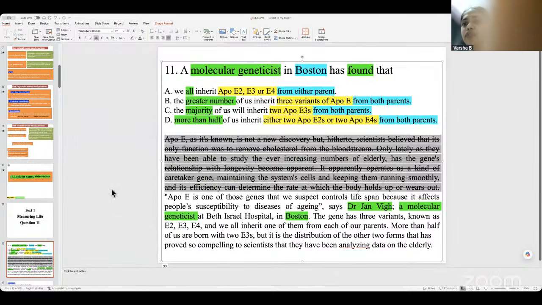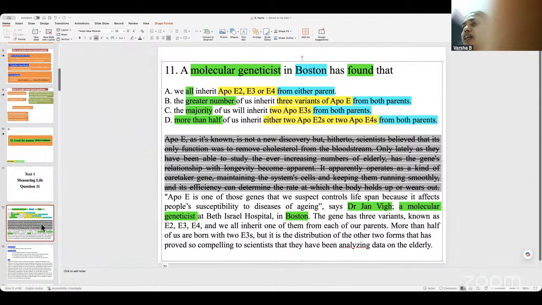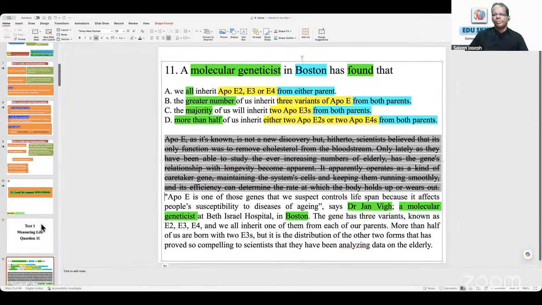APOE is one of those genes that we suspect controls lifespan because it affects people's susceptibility to diseases of aging, says Dr. Van Wyk, a molecular geneticist at Beth Israel Hospital in Boston. The gene has 3 variants known as E2, E3, E4, and we all inherit one of them from each of our parents. More than half of us are born with 2 E3s, but it is the distribution of the other 2 forms that has proved compelling to scientists who have been analyzing data on the elderly.